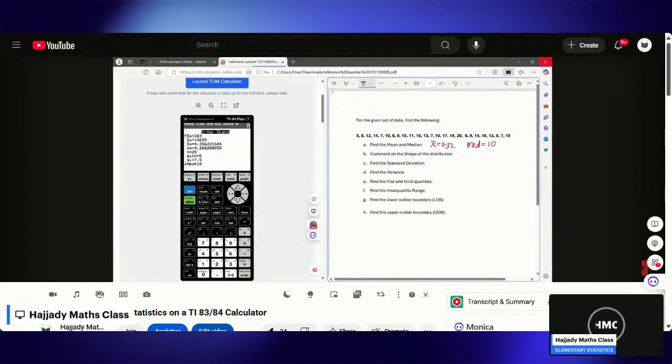And question B says comment on the shape of the distribution. What is the shape of the distribution? In my previous video, I mentioned that if the mean is greater than the median, then we can say that it is right skewed. But if it is less than, then you can say that it is left skewed. And if they are approximately the same, it is symmetric.